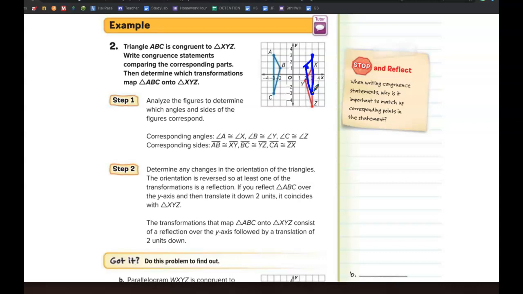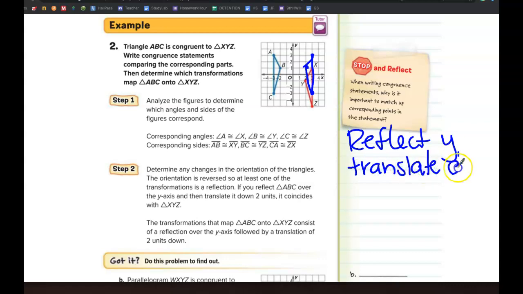Right? So then from there, what would I have to do? Okay, so I reflect over the Y, and then I translate. Do I go up or down? Down. Good. How many would you actually go down? Go down 2, technically, right? Okay. So now, I need to write the congruent statements, which you just did in the Saltscaper.